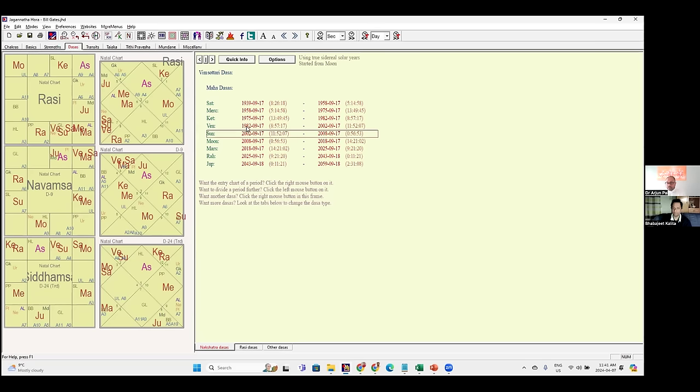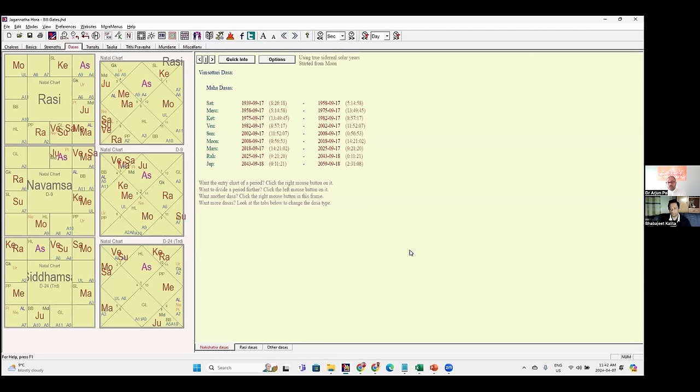Now, let us divide the Venus Mahadasha of 20 years into three parts. What is each part, Babajit? It would be 6 years and 8 months, correct. So as per the principles that we saw, which are the three nakshatras which Venus is going to activate?